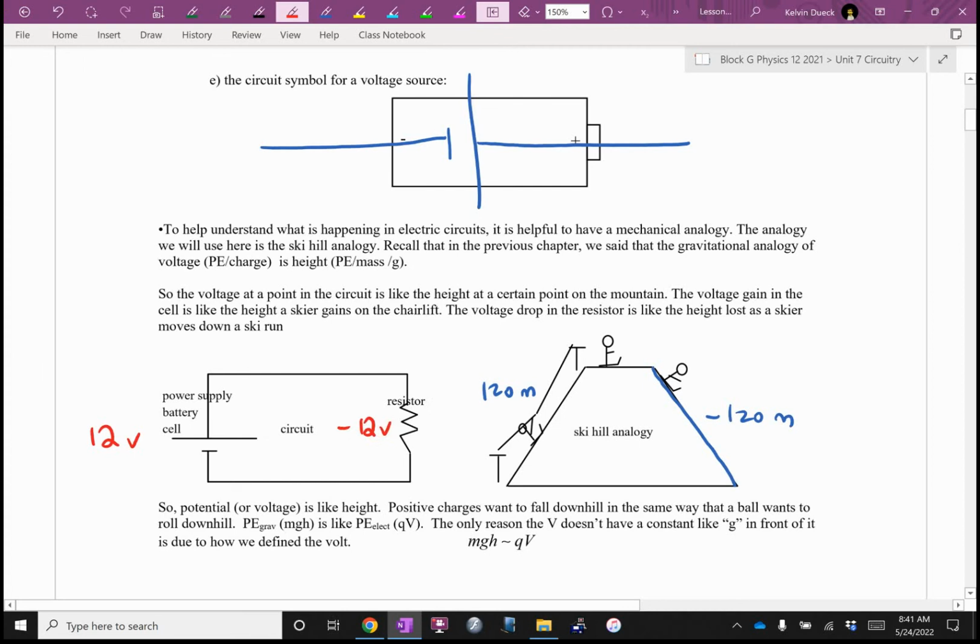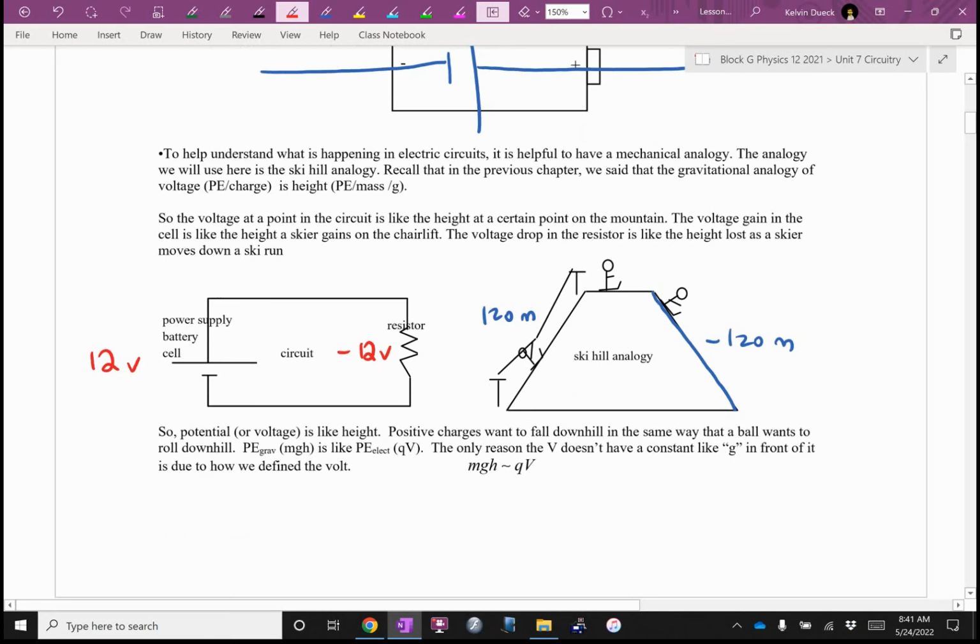There, that's circuitry in a nutshell. We're going to get more complicated than that, but that's the idea of a circuit. So potential voltage is like height. Positive charges want to fall downhill in the same way a ball wants to roll downhill. The potential energy for gravity, mgh, is like the potential energy for electricity, qV.